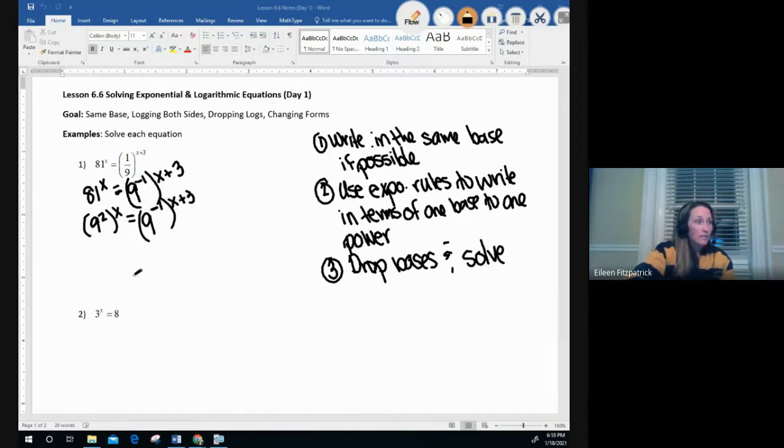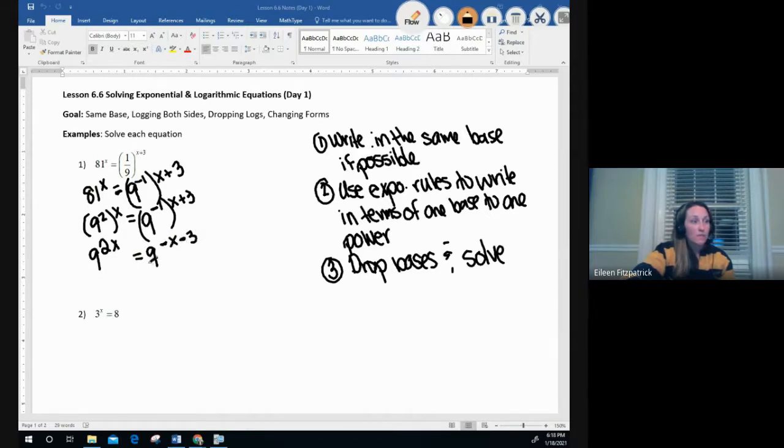I'm going to use my exponent rule. So I have a single base to a single exponent. So 9 to the 2x, right? Power of power, multiply the exponents together. Power of power on the other side, multiply the exponents together. So 9 to the -x minus 3.